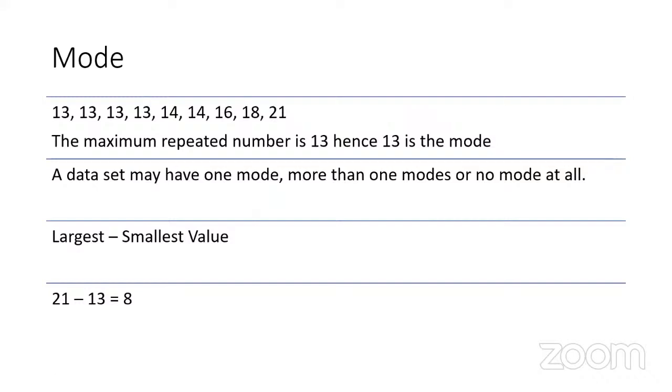Next, coming to the mode, the maximum repeated number. Sometimes the given set of data might not repeat any of the values, so there need not be any mode, or there can be one mode or more than one mode. If there is more than one mode, you have to include the other one also, getting equally repeated, as your mode.